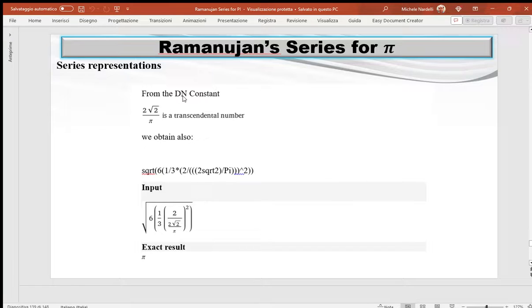Now, from the Del Gaudio-Ardeli constant, the n constant, that is a transcendental number, practically 2 root of 2 over pi, we obtain also by this formula the value of pi, practically 2 over 2 multiplying the square root of 2 over pi raised to the second power, multiplying by 1 over 3, this expression multiplying by 6 and performing the square root of the whole expression, the result is pi, precisely pi.